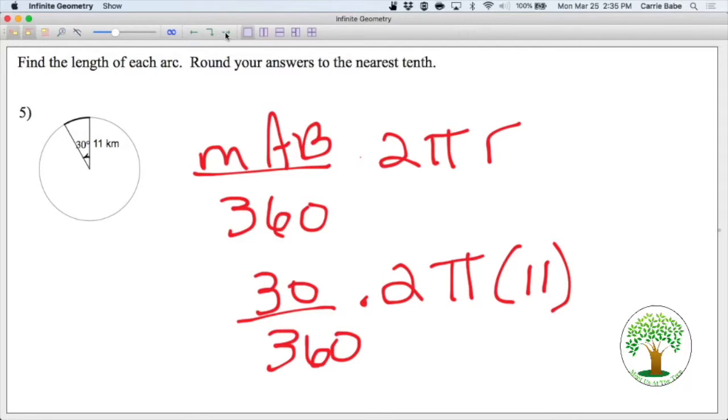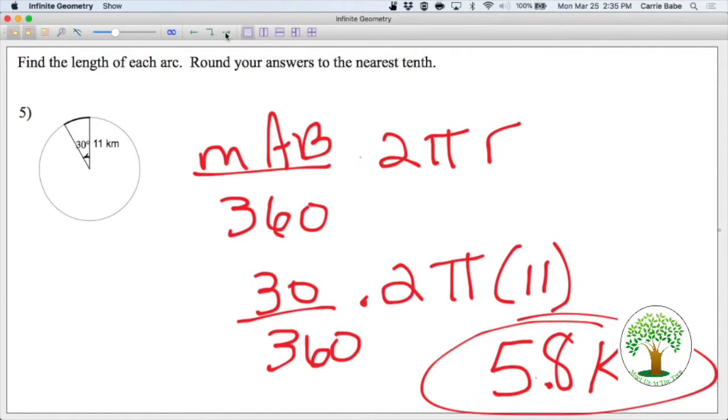This is what I'm suggesting for you to do. Do all your numerators, 30 times 2 times pi times 11, and then do your denominators afterwards. You do not have to do it that way. You can still do the 30 over 360 times 2 times pi times 11. 5.8 kilometers, I heard. All right, let's go to the next one.